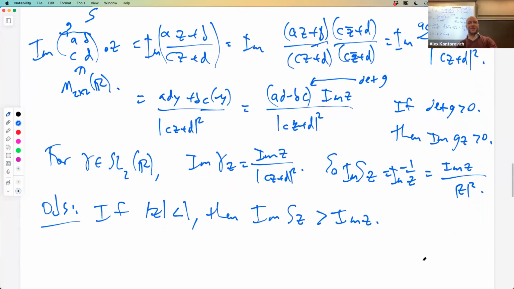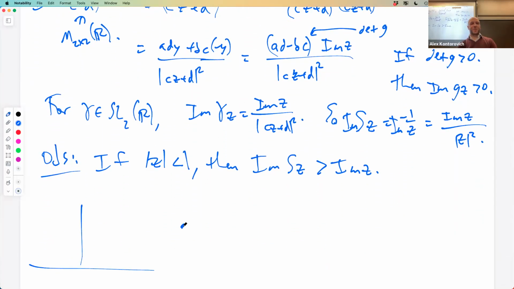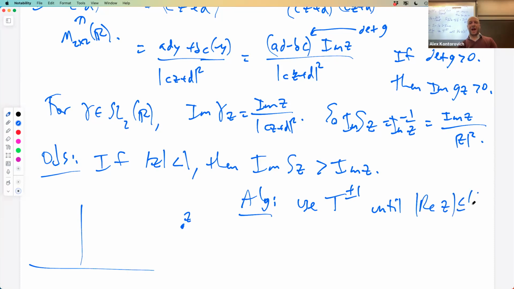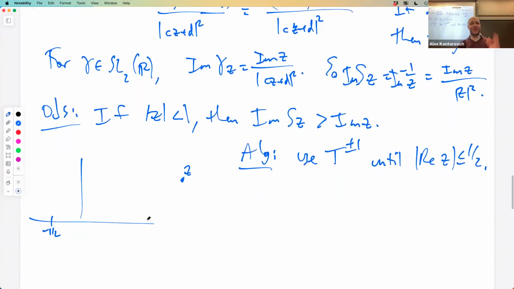The algorithm it suggests is the following. You start with your arbitrary Z. Here's my algorithm. I'm going to simplify Z with respect to the element T. So use T or T inverse until the real part of Z is at most a half in absolute value. I can't say strictly less than, because that might not be possible if the real part of Z is exactly equal to a half. So I'll use T until I get inside of here.